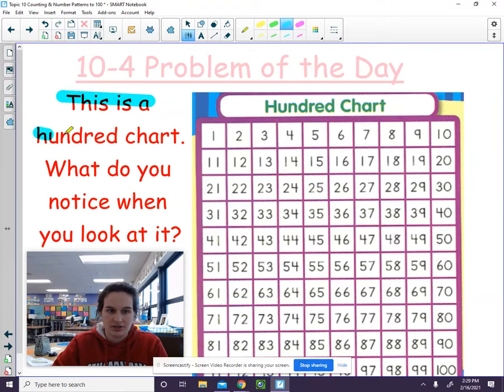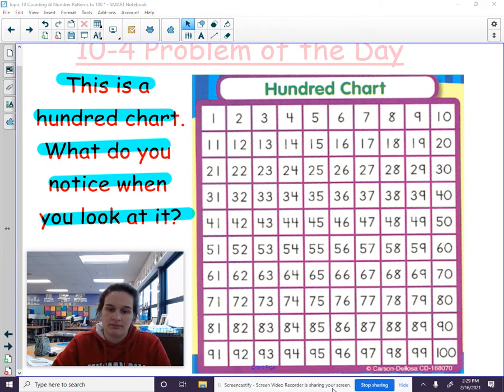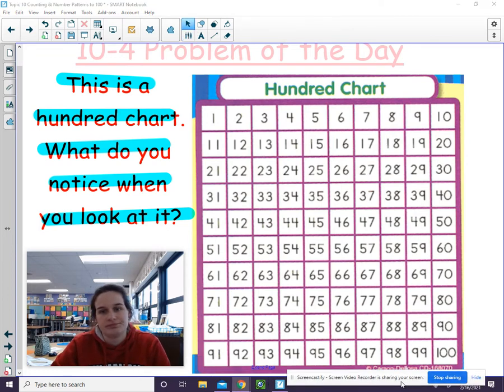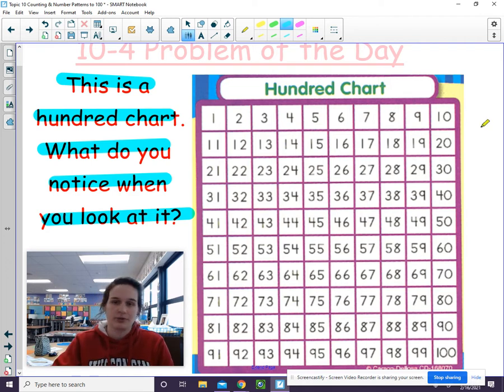This is a 100 chart. We can see it over here. What do you notice when you look at it? Something I notice is that all of these rows, I count by tens. Look at that. 10, 20, 30, 40, 50, 60, 70, 80, 90, 100.